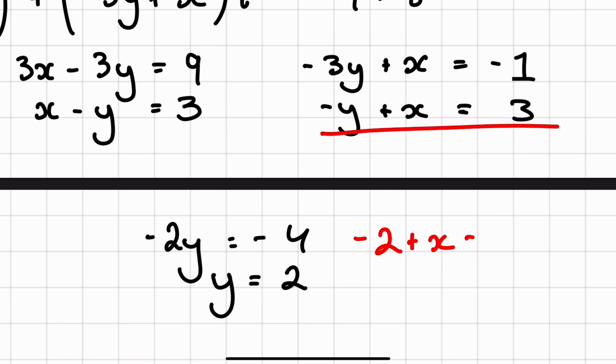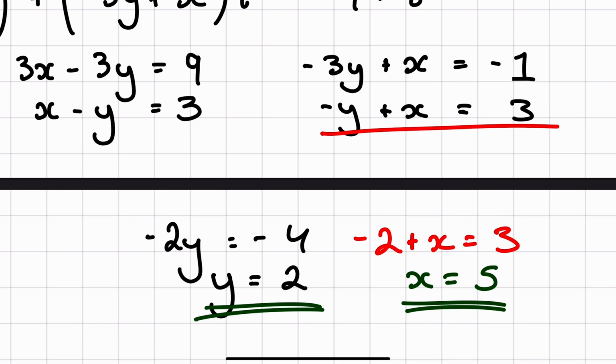And therefore, I'll just pick this one here because it's the closest. Minus 2 plus x equals 3. So x equals 5, and there you are. x is 5, y is 2, and we have completed the question.